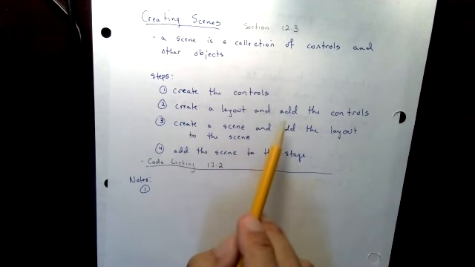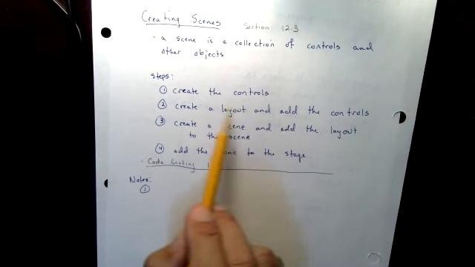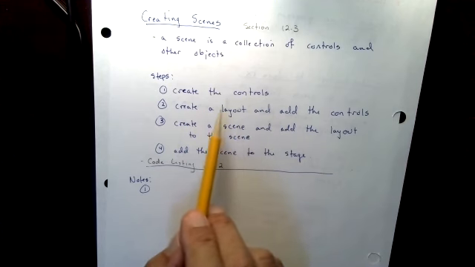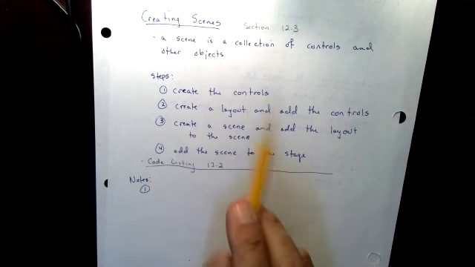Then decide what kind of layout you want. And we've talked about 3 different layouts: horizontal, vertical, and grid. And I'm going to have you do some work with grid today.